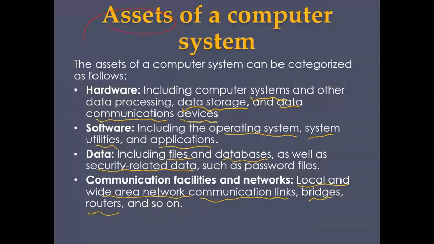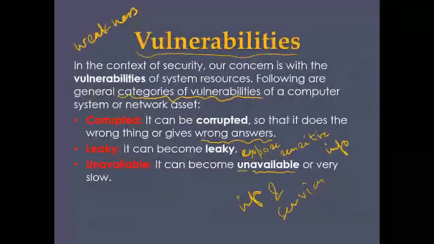So the assets of a computer system, as I have told you earlier, are hardware, software, data, communication facilities, and networks like local area networks, wide area networks, and communication links. The bridges, the routers, the switches, all these are some of the assets. The next one is vulnerabilities.